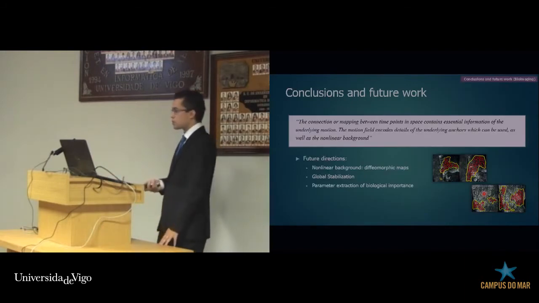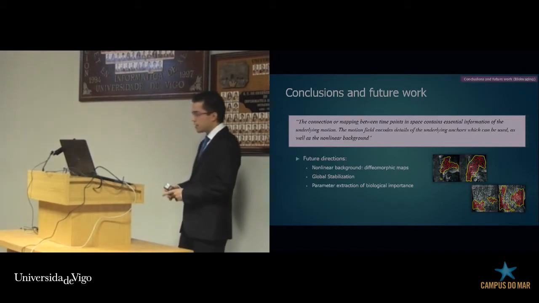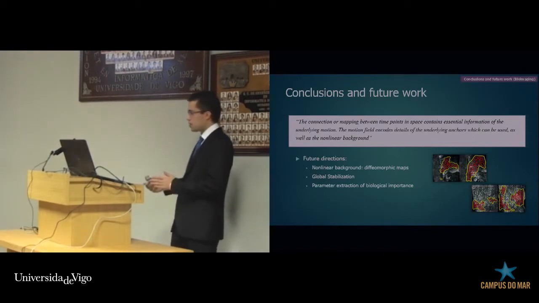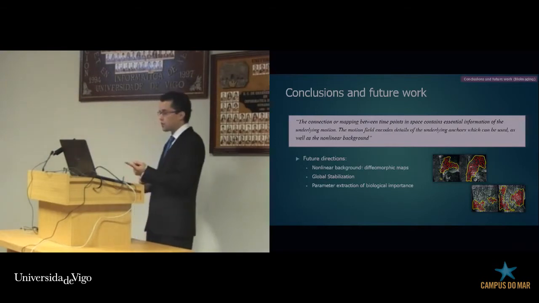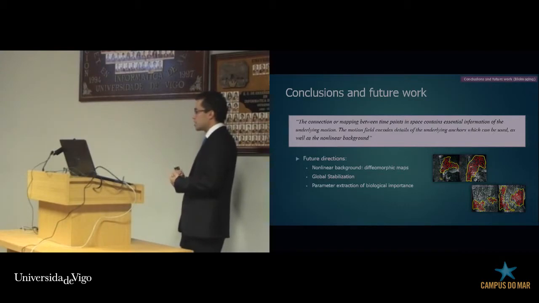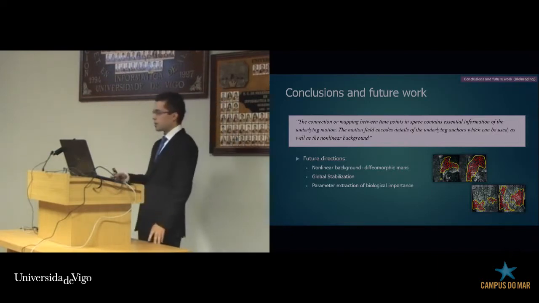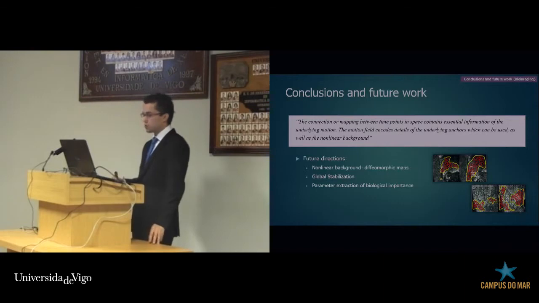And conclusions and future work. Well, the connection or mapping between time points in space contains essential information of the underlying motion. So it's important to try to understand the spatio-temporal information that you have in these pixels of your images, and the motion field encodes details of the underlying anchors or landmarks, which can be used as well as the nonlinear background. This is the reason why we wanted to select the part of the images that we wanted to use.